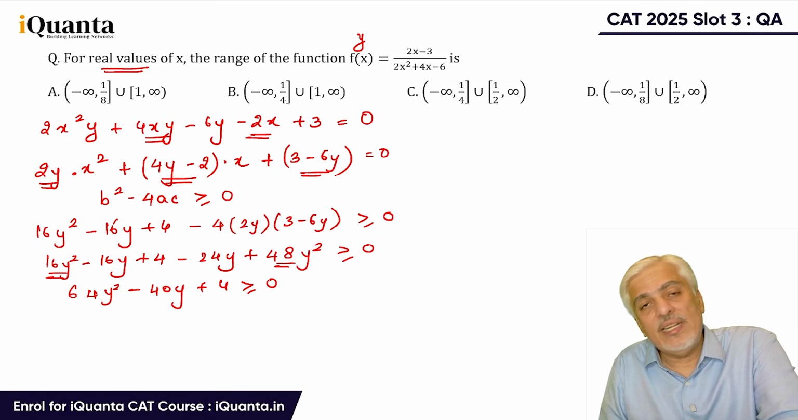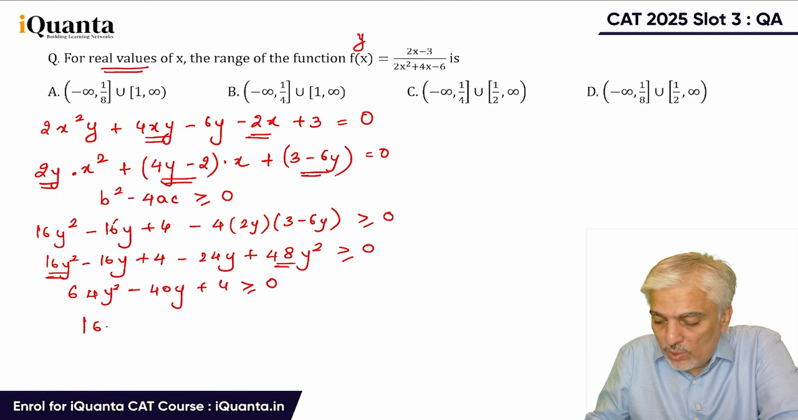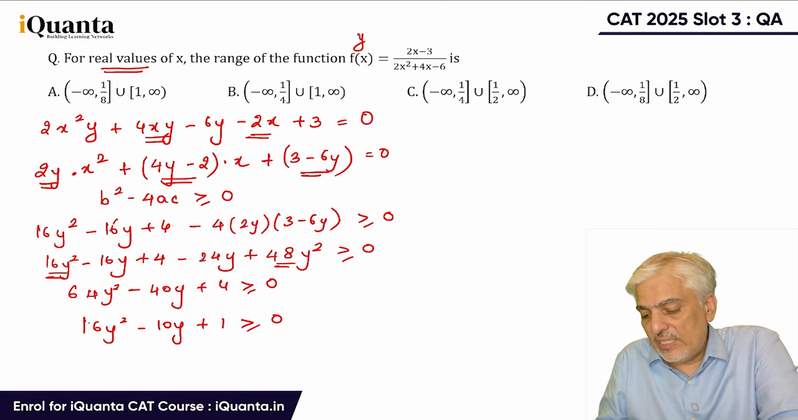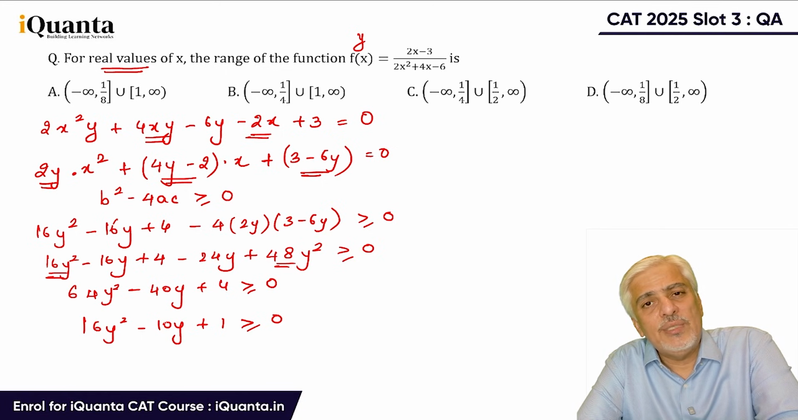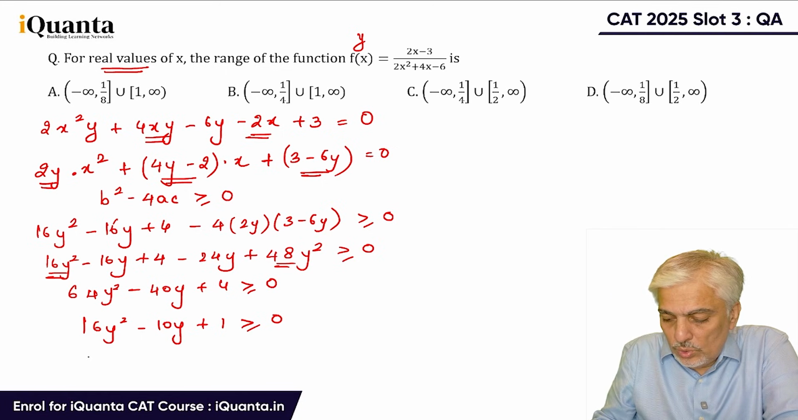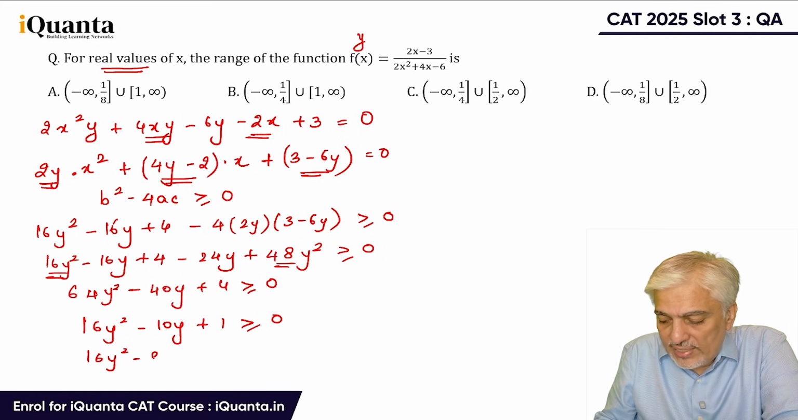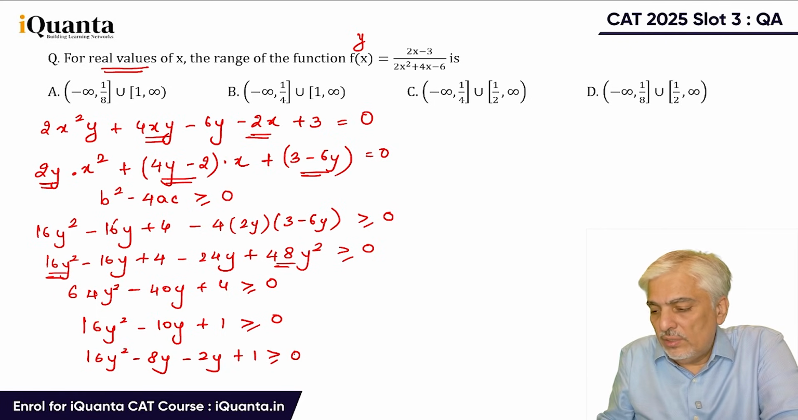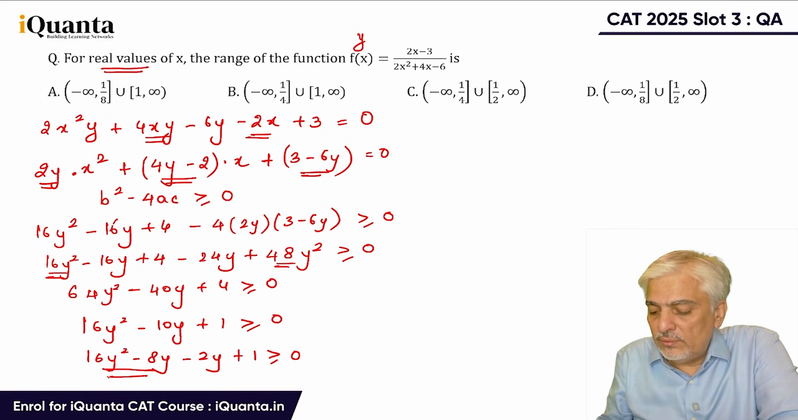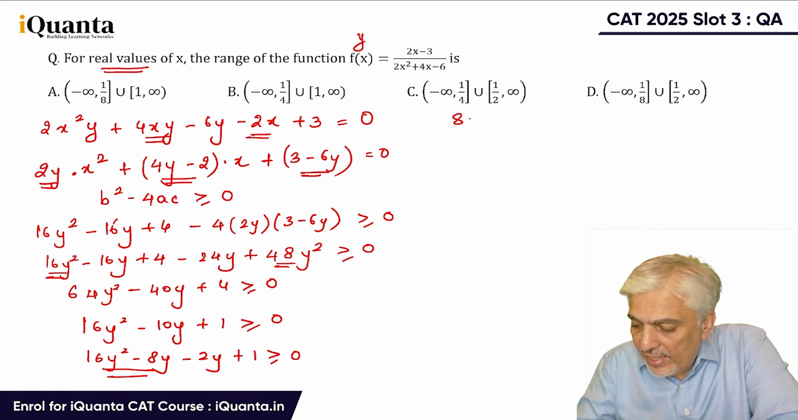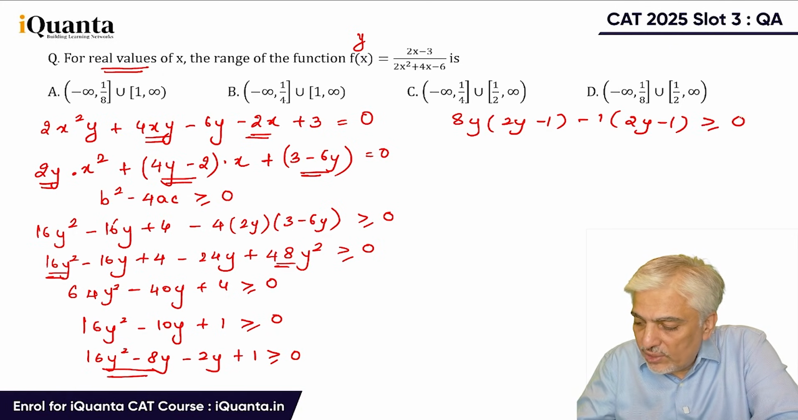We can divide by 4. So I'll get 16y² − 10y + 1 greater than or equal to 0. 16 ones are 16. I can factorize this by splitting the middle term, −8 and −2. So 16y² − 8y − 2y + 1 greater than or equal to 0. I can take 8y common, giving me 2y − 1, and take −1 common, 2y − 1, greater than or equal to 0.